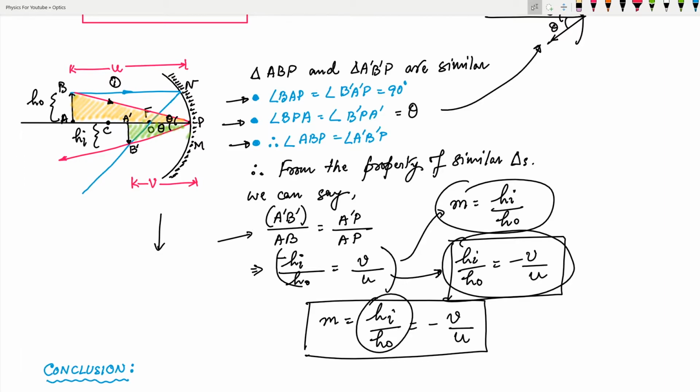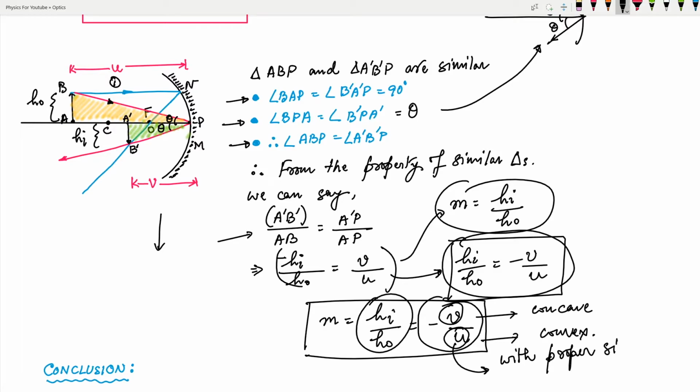This formula was already derived earlier. This is the formula that you need to remember. This is followed for both concave as well as convex. Now you need to remember one thing, that this v and u will have values with sign. So you need to put these values with proper sign. Accordingly, if it is negative, then you need to put negative. If it is positive, you need to put positive. It depends on the situation.